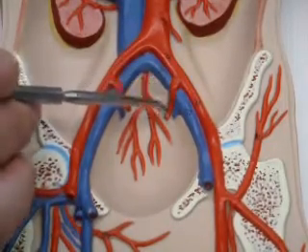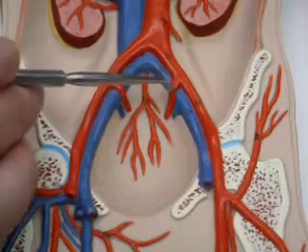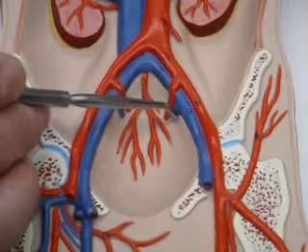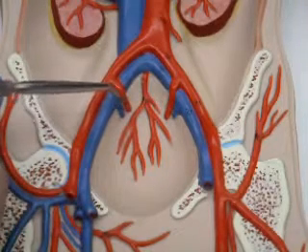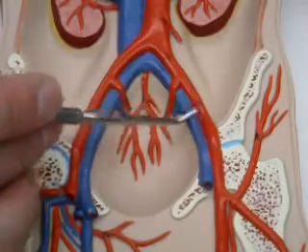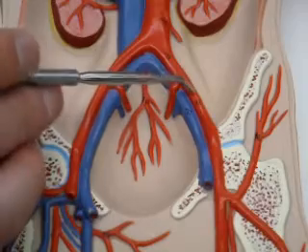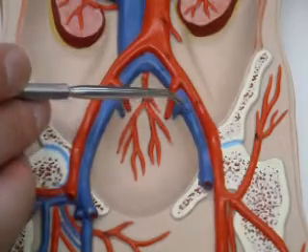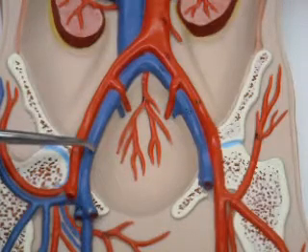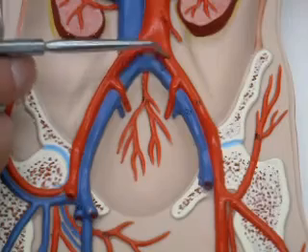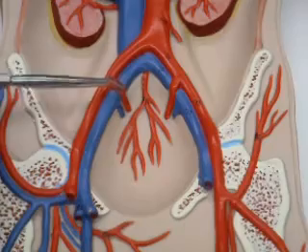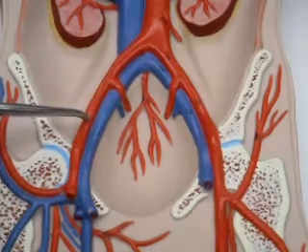The branch that's going in here and here, that is the internal iliacs. So left internal iliac artery, left internal iliac vein, right internal iliac artery, right internal iliac vein. The ones going out here are the external iliacs. This is the left external iliac artery, left external iliac vein, right external iliac artery, right external iliac vein. So once again, common iliacs, internal iliacs, external iliacs.